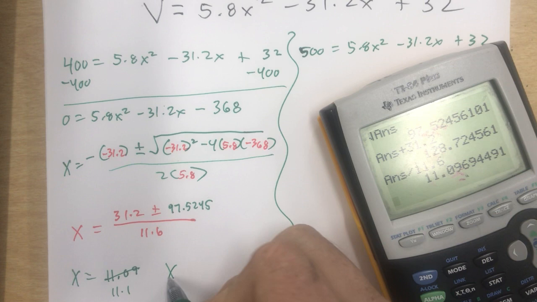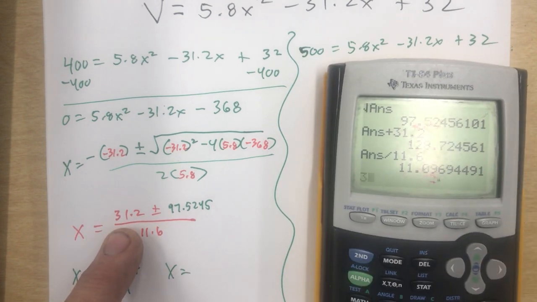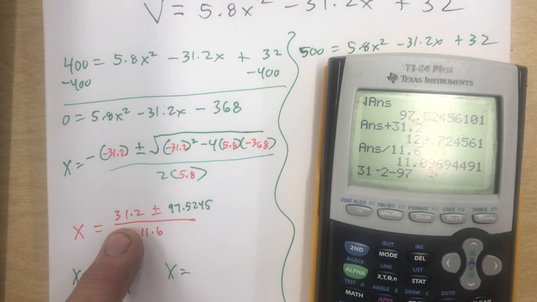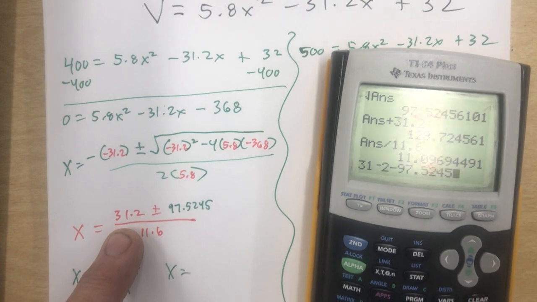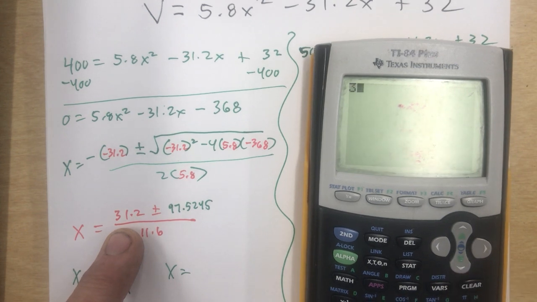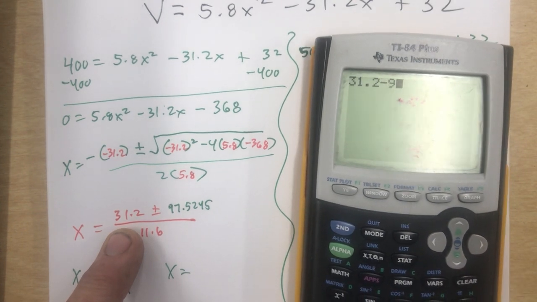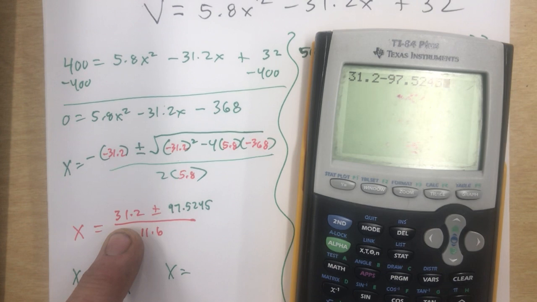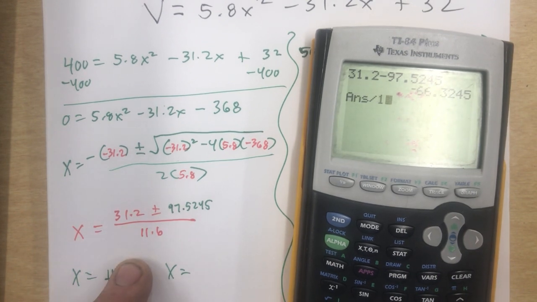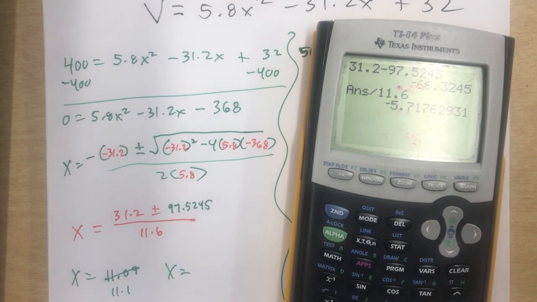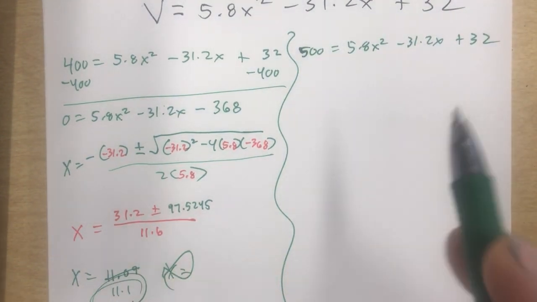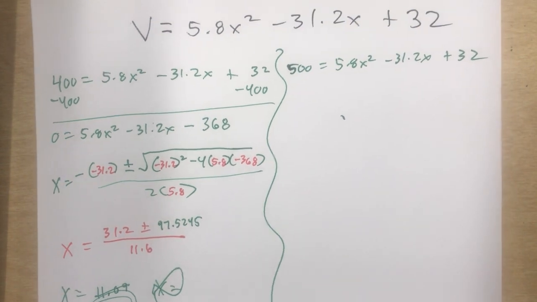Okay. Now, 31.2 minus 97.5245 equals, oh crap, what did I do? 31.2 minus 97.5245 equals, okay, it's going to be negative. See there, it's negative, so forget that one. So you got 11.1 here. Now do the same thing for that one.